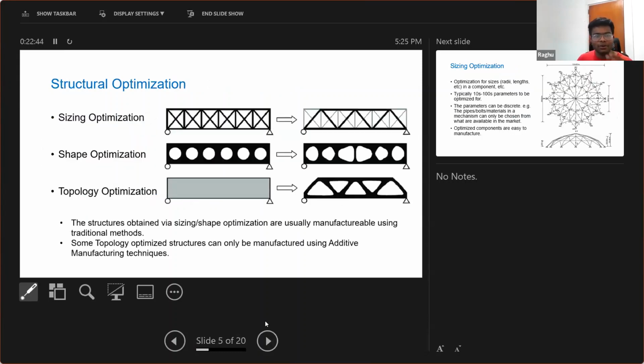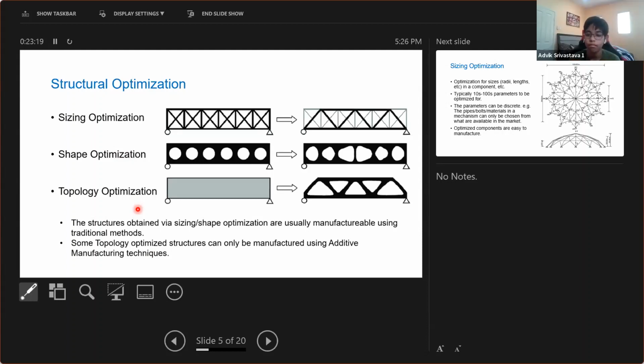Okay, so now that you have a very rough idea of what optimization is, I can speak about what structural optimization is. Structural optimization is nothing but optimization applied for the design of structures. There are three kinds of structural optimization: sizing, shape, and topology. These are available in commercial softwares, but they're quite recent, I would say. They have started only 6-7 years back.